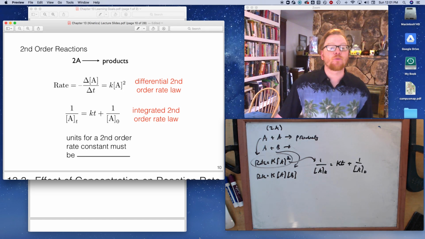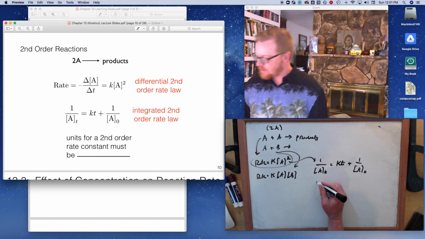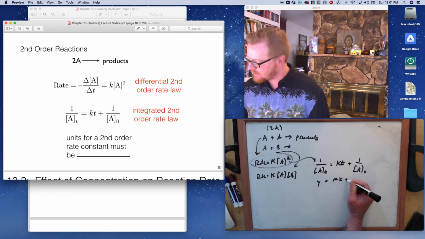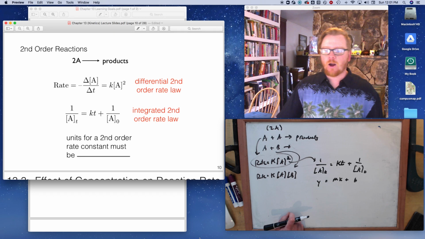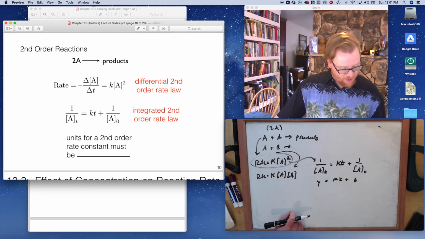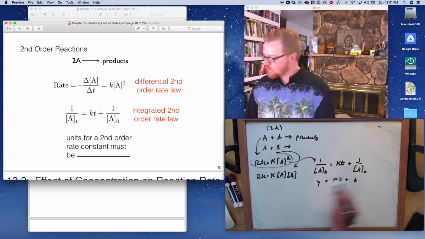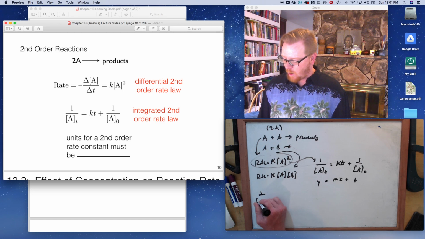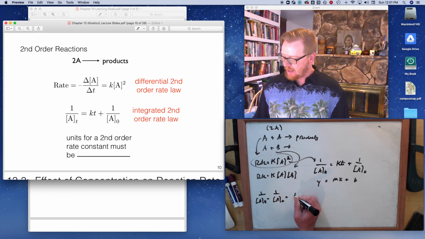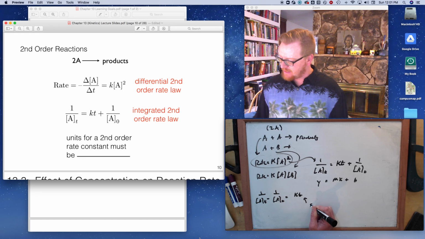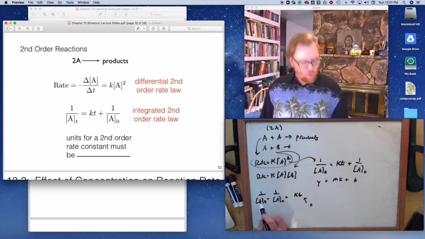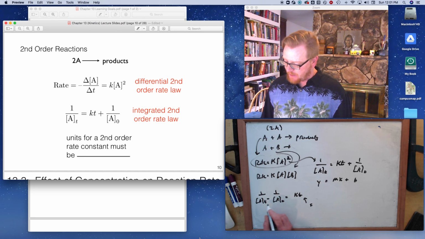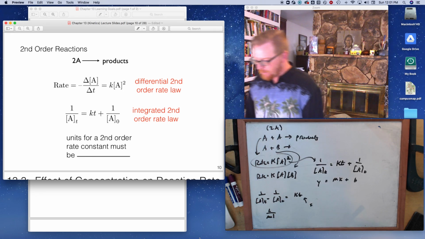And this equation has been rearranged to give you a line. So that's y = mx + b. And we could fiddle around here for a minute and figure out what our units have to be. If I rearrange this equation, 1/[A]t minus 1/[A]initial equals kt. And if t is in seconds and this is in mole per liter, this side ends up being 1/molarity, which is liters over moles.